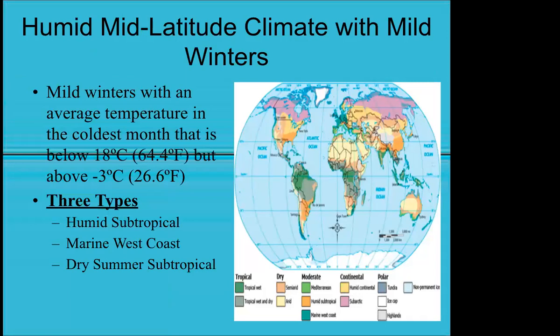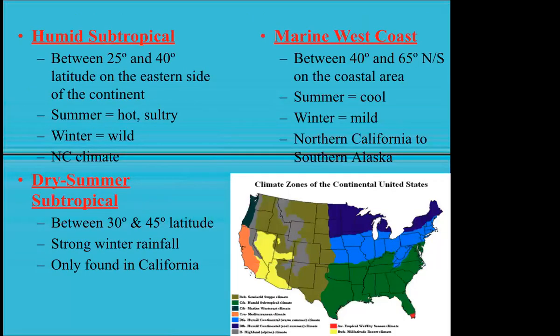Next, we have humid mid-latitude climate with mild winters and an average temperature in the coldest month that is below 18 degrees Celsius but above -3 degrees Celsius. There are three types here: humid subtropical, marine west coast, and dry summer subtropical. So humid subtropical is between 25 and 40 degrees latitude on the eastern side of the continent. Okay, so east this way.